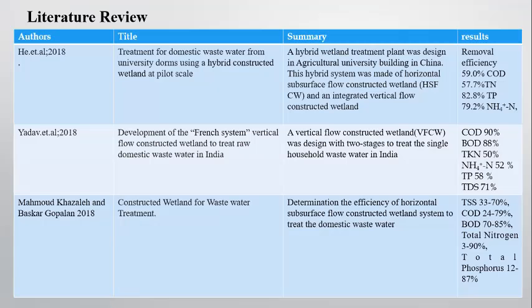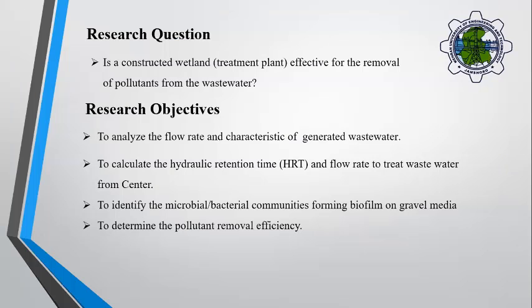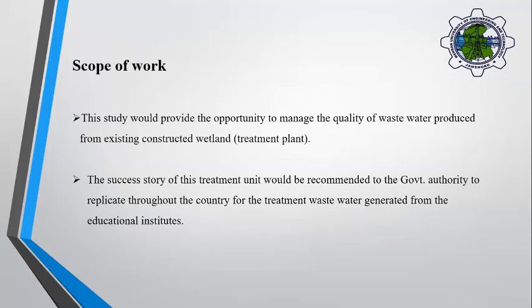This is the literature review which I have studied, and these are the findings which are related to my research. They are the removal efficiency of COD, total nitrogen, phosphorus and ammonium nitrogen. These are the research question and research objectives of my study. Scope of the work: this study would provide the opportunity to manage the quality of wastewater produced from the existing constructed wetland. The success story of this treatment unit would be recommended to the government authority to replicate throughout the country for the treatment of wastewater generated from educational institutes.